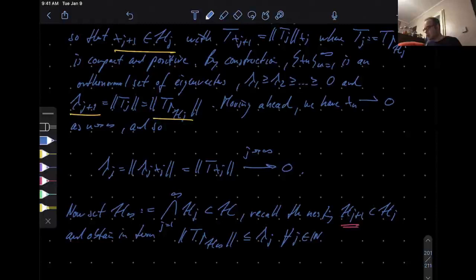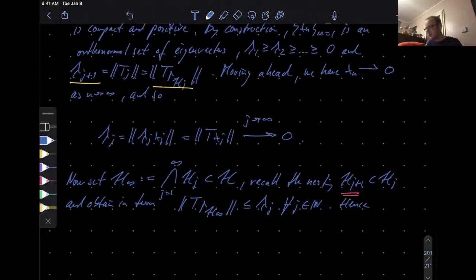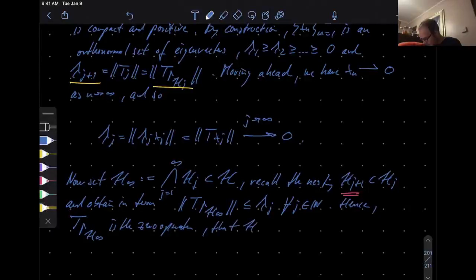So in turn, because when j goes to infinity the lambda j's level off to 0, the operator norm there is 0, so that means T restricted to H infinity is the 0 operator. That is to say that H infinity is surely in the kernel of T. That's the best thing that you can pull out of that.